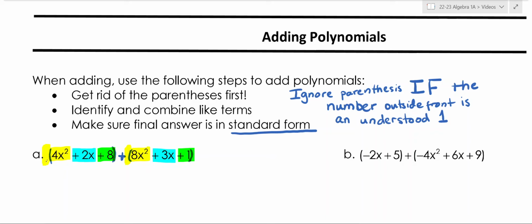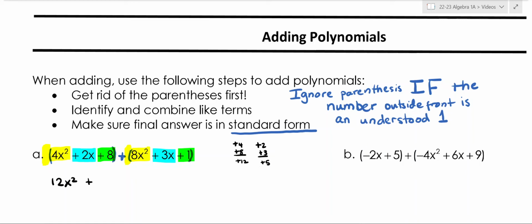So when you look at this, I see the coefficients on the yellow ones are the 4 and the 8, and they're both positive. So in your brain, you're thinking a positive 4 and a positive 8. That's going to give me a positive 12. Right, so this is 12x squared. Then we're focusing on the blue terms. So there's a positive 2 and a positive 3. So that's going to be a positive 5.